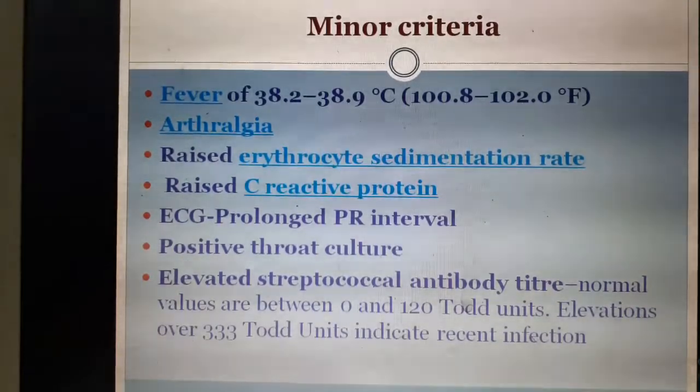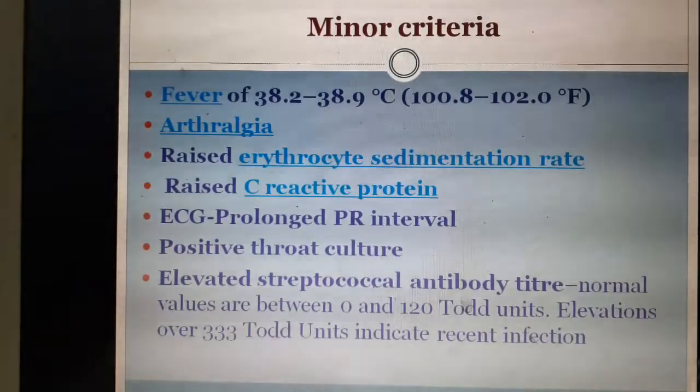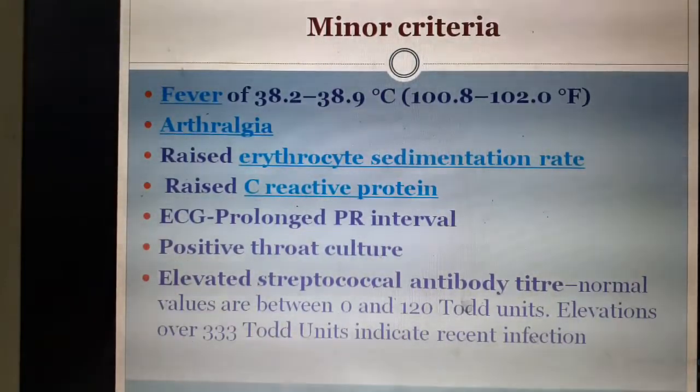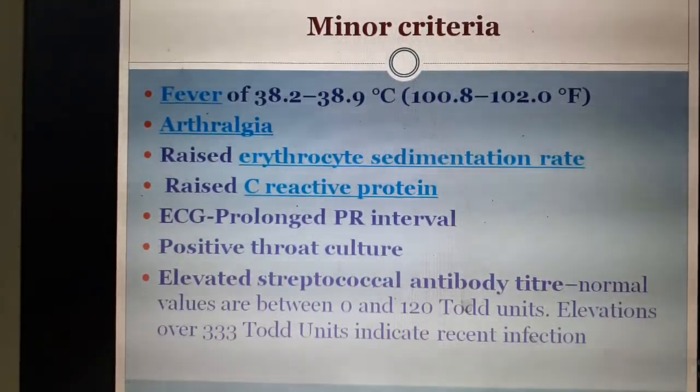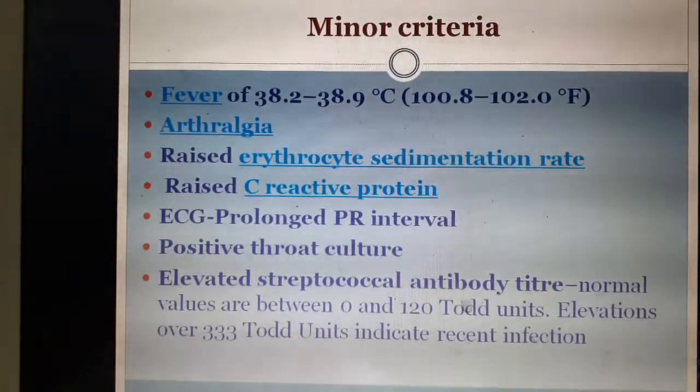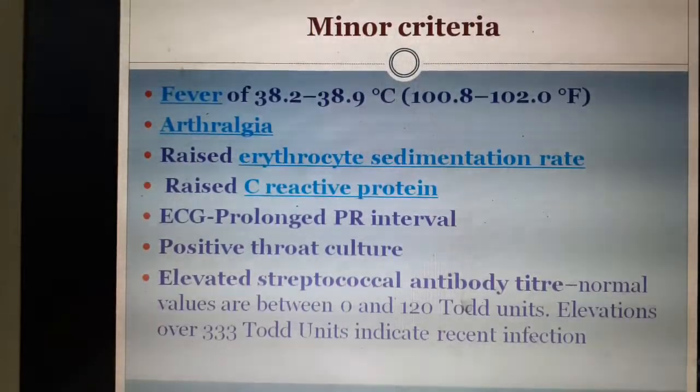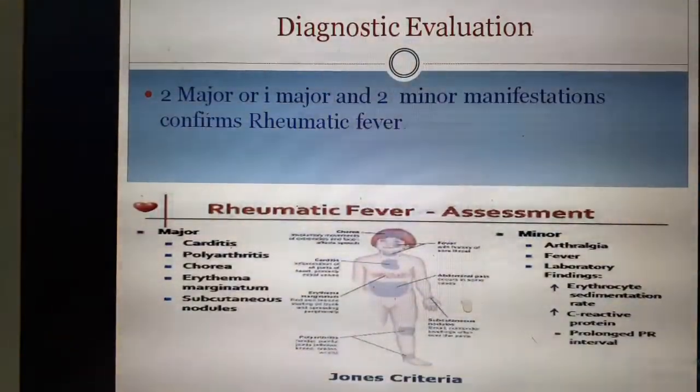When you take a throat culture, it will be positive for gram positive organisms, mainly streptococcal infection. The streptococcal antibodies will be elevated, because in response to an antigen, antibodies will be produced. This is called the anti-streptolysin O antibody titer, the ASO titer, which will be over 333 units. This indicates that the child has been recently infected with this organism.